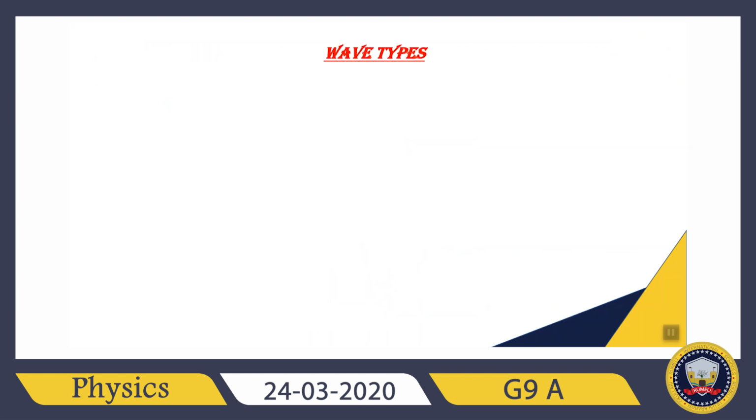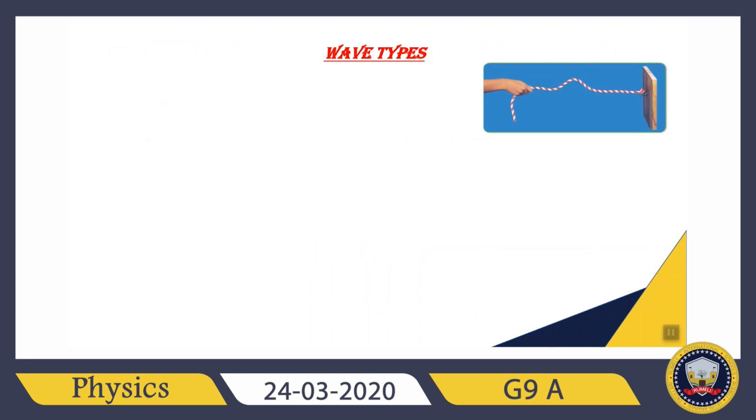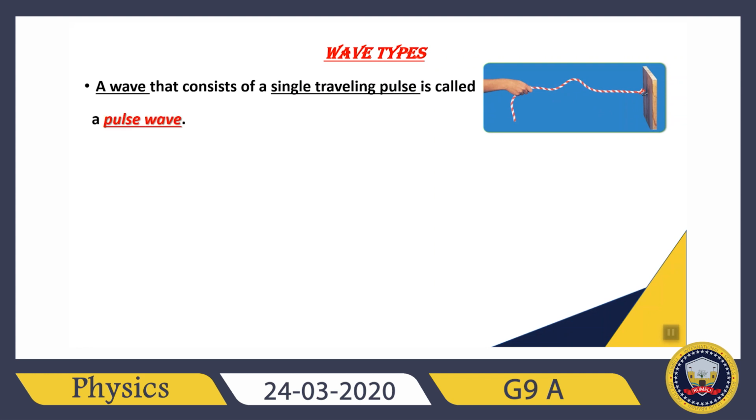Let's see what other types of waves there are. If you hold a rope from one end and the other end is fixed at the wall, and you just make a single traveling pulse, one pulse, this kind of simple wave is called a pulse wave. The waves that consist of a single traveling pulse are called pulse waves.